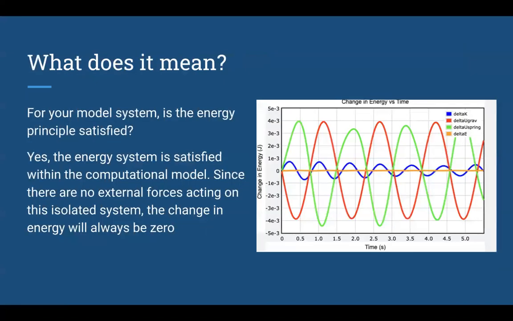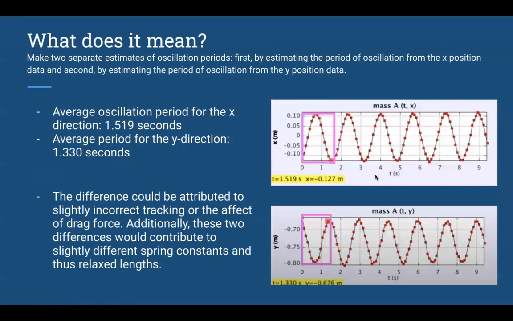So what does it mean? For my model system, is the energy principle satisfied? Yes, the energy principle is satisfied within the computational model. Since there are no external forces acting on this isolated system, the change in energy will always be 0. See, all of these changes in energy are going to cancel each other out to equal a total change in energy of 0. And what does it mean?